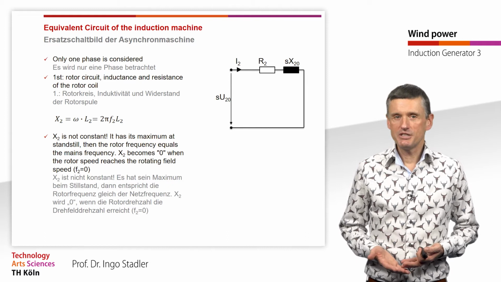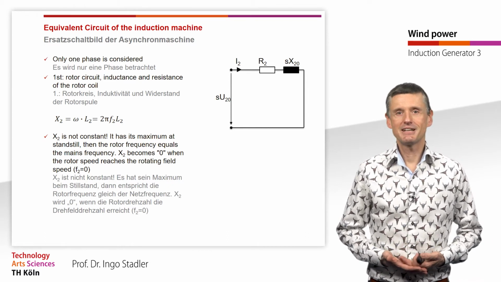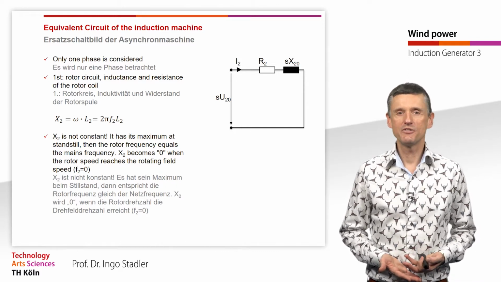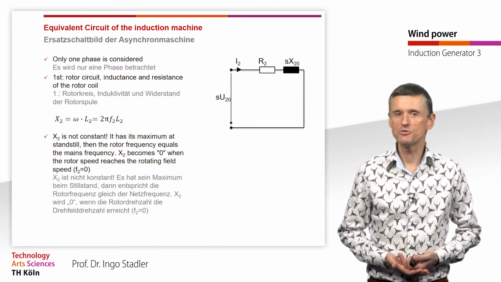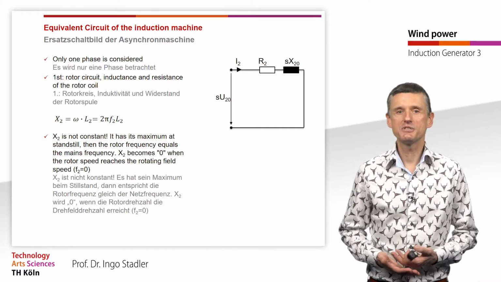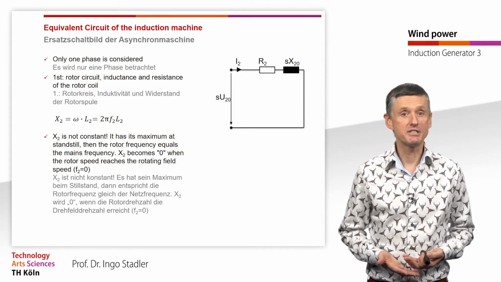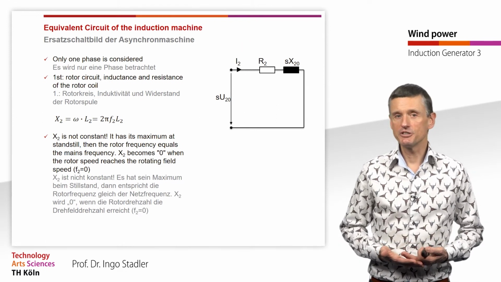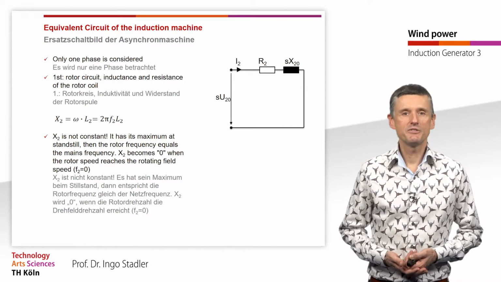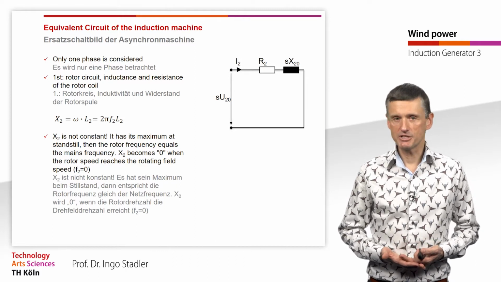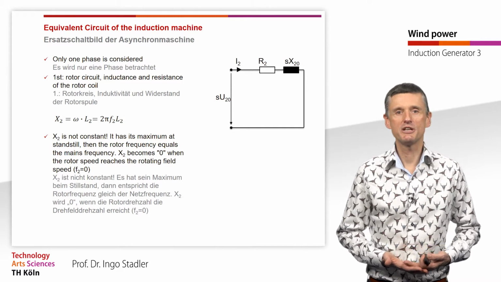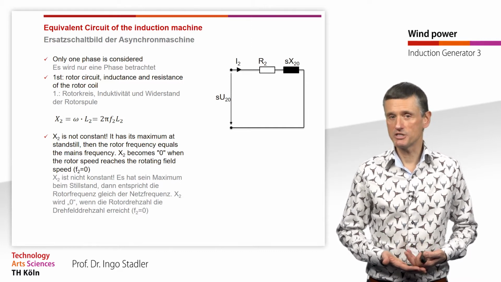So first, what we see here is the rotor circuit, the inductance and the resistance of the rotor coil, with X2 equivalent to omega times L2, and that is equivalent to 2π F2 times L2. And there we already see X2 is not a constant. It has a maximum at standstill, when the rotor frequency equals the mains frequency, and X2 becomes 0 when the rotor speed reaches the rotating field speed, and then F2 is equal to 0.